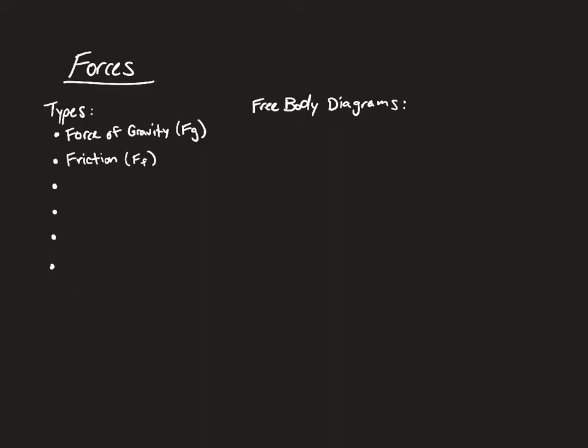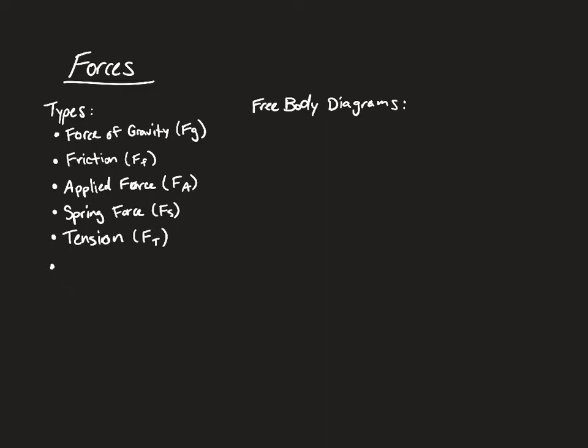Another type could be an applied force. This would be if a human is actually pushing or pulling with their hand. So that'd be Fa for force applied. If there's a spring in the problem, there also is such a thing as a spring force. If I have a rope, a cable, a string, a chain, or anything like that present in the problem, that could have a force of tension. That's the force inside whatever that rope, string, chain is. So that'll be F sub T.